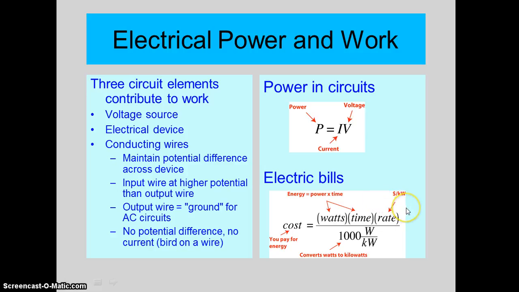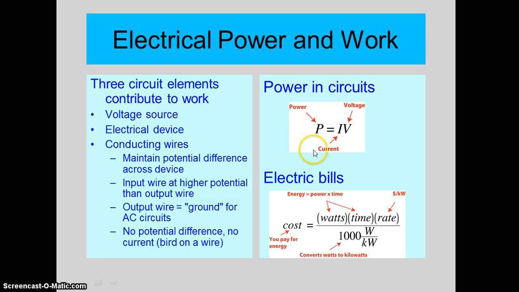The power company charges in what they call kilowatt hours. For example, in Rock Hill, and in the Southeast in general, the power company usually charges about 10 cents, so 0.1 dollars per kilowatt hour, and that's a pretty typical amount. In California, for example, it's much higher. They have higher taxes and things like that.